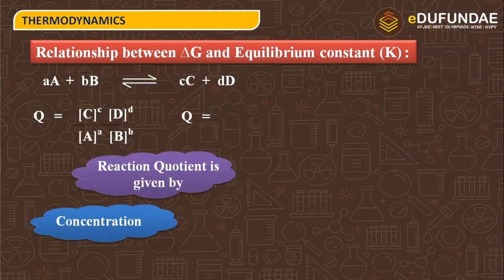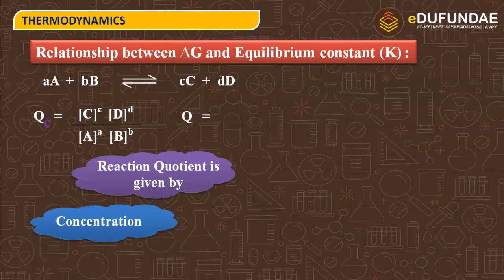Firstly, Qc is equal to [C] to the power c, [D] to the power d, divided by [A] to the power a and [B] to the power b. Here the term C written in the square bracket represents the concentration of C, and the same is the case with D, A and B.